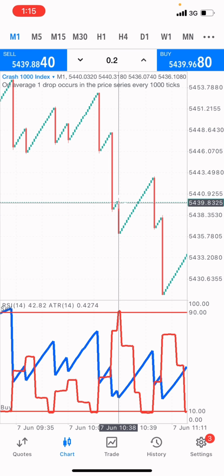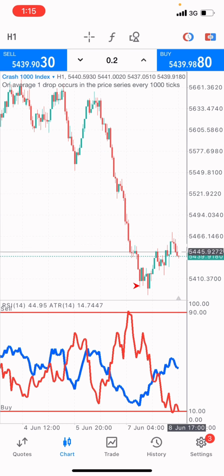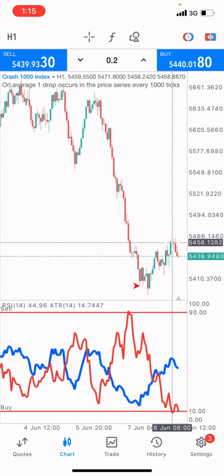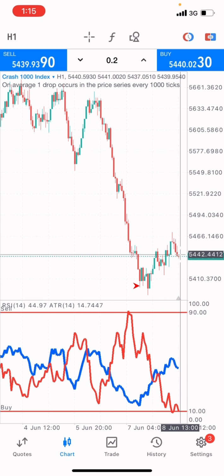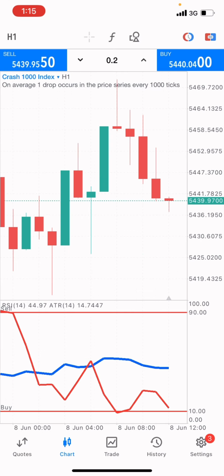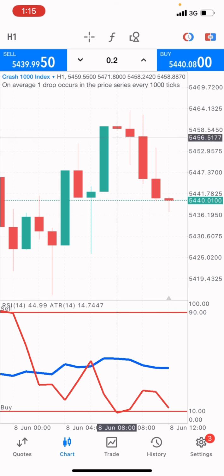So I'll check the higher time frame. The higher time frame here, the market is selling on Crash 1000 Index. The market has sold, so the market will buy. We're seeing a buy. If I zoom in here, you can see that this looks like an inverted hammer or a hammer pattern here. So this is an inverted hammer.